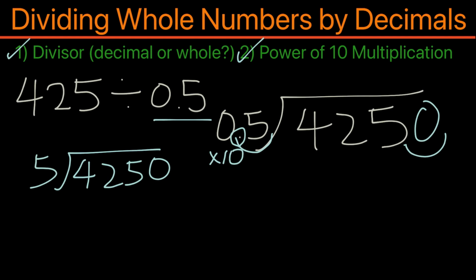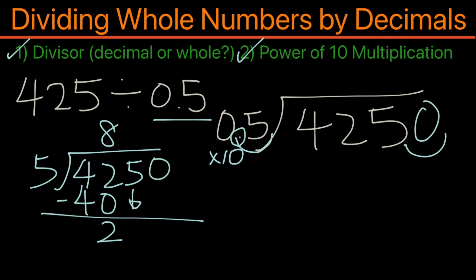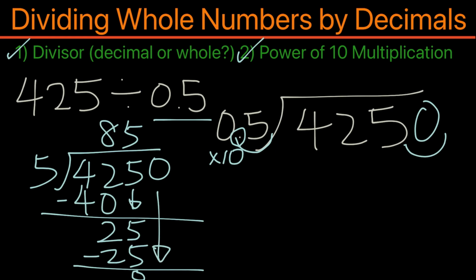So 5 times 8 is 40. Subtract, we get 2. Bring down the 5. And 5 times 5 is 25. Then we get 0. And if we bring down the 0, we will have 0 here. And that's our answer. So 850 is the answer.